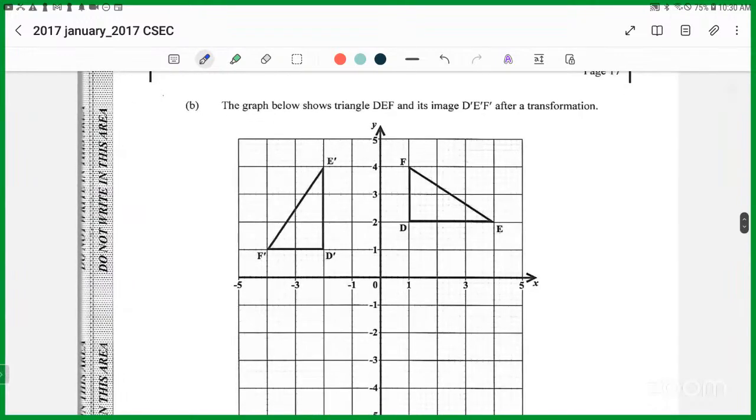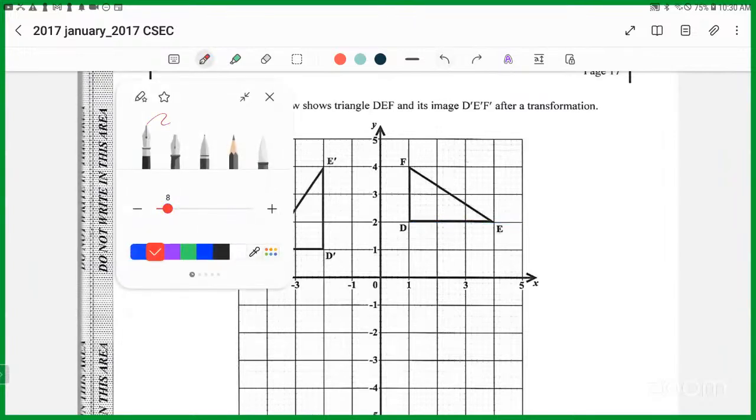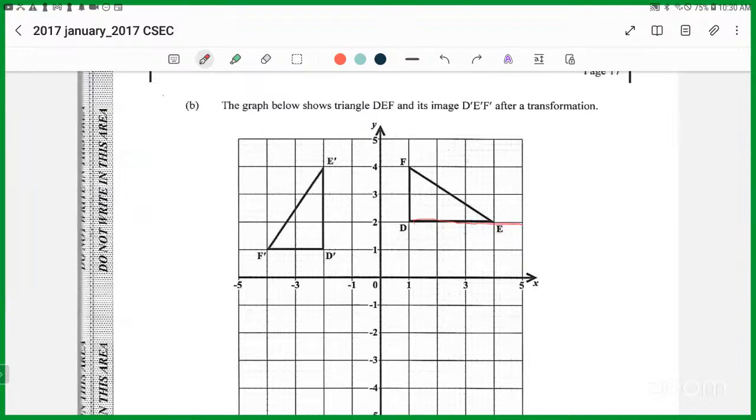So there has been a 90-degree turn. How I know is that this DE line was horizontal, pointing this way, and DE is now vertical on the image, pointing that way. So you know that there's a turn in this direction. All right, so that's 90 degrees, because from horizontal to vertical is 90 degrees. So that's a 90 degrees anti-clockwise turn.